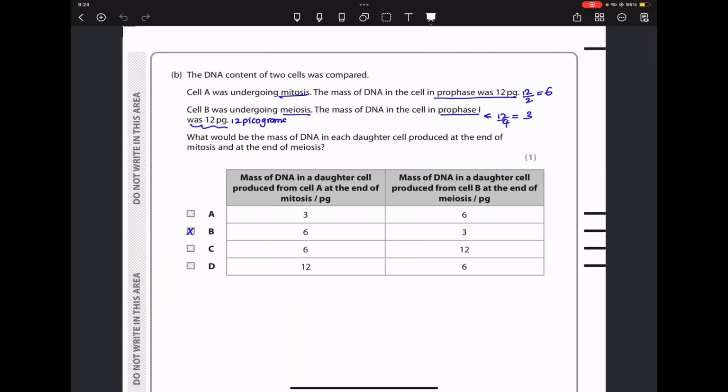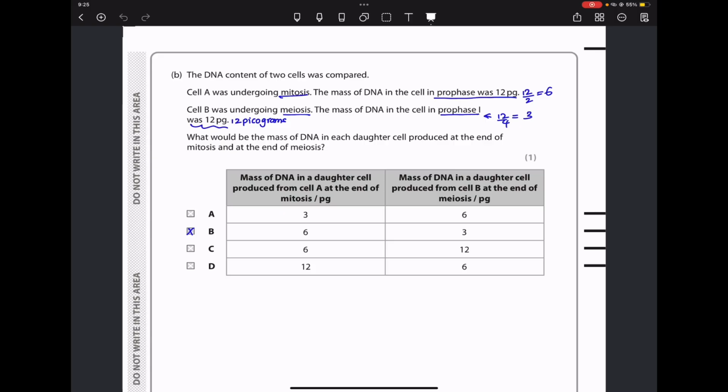In part B, the DNA content of two cells was compared. Cell A was undergoing mitosis, and the mass of DNA in the cell in prophase was 12 picograms. Cell B was undergoing meiosis, and the mass of DNA in the cell in prophase 1 was 12 picograms. They say what would be the mass of DNA in each daughter cell produced at the end of mitosis and at the end of meiosis.